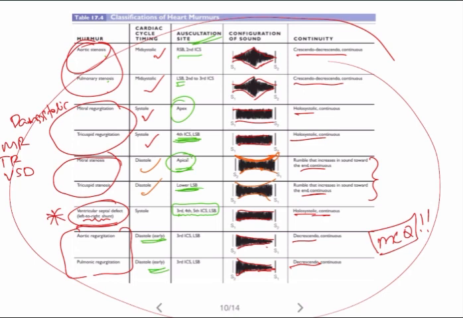VSD is heard in the third, fourth, fifth intercostal space on the left sternal border. Now aortic regurgitation is in the third intercostal space, and pulmonary regurgitation is also in the third intercostal space. So these two behave the same, and mitral stenosis and tricuspid stenosis behave the same, and aortic regurgitation and pulmonary regurgitation behave the same. So this is the sum up of all the murmurs and their cardiac cycle timing, auscultation site, configuration of the sound, and continuity of the murmur.